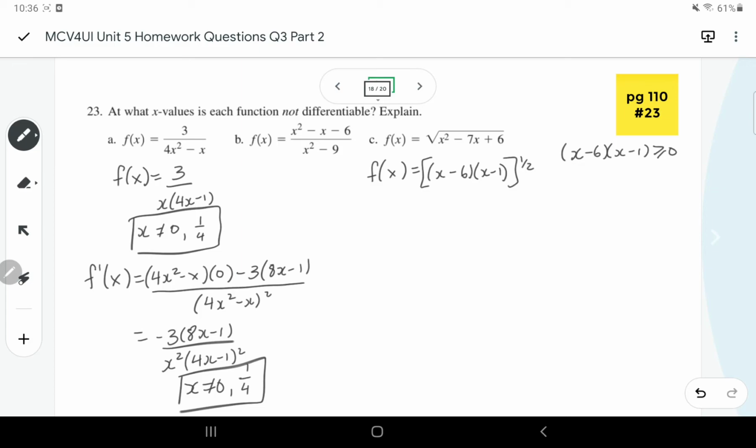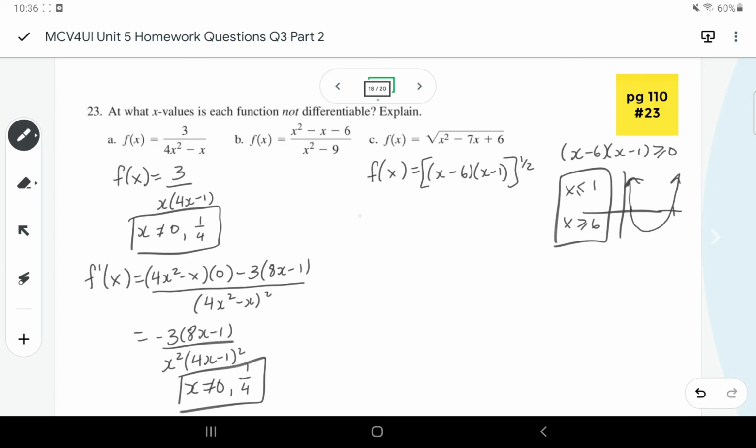So you guys can do this with a chart or a sketch to solve this inequality, but I know that this is going to be a parabola with intercepts at 6 and 1, and it's opening up. So when would this be greater than 0? I would say that x is less than or equal to 1, or x is greater than or equal to 6. So these are the values of x that this function is defined for.